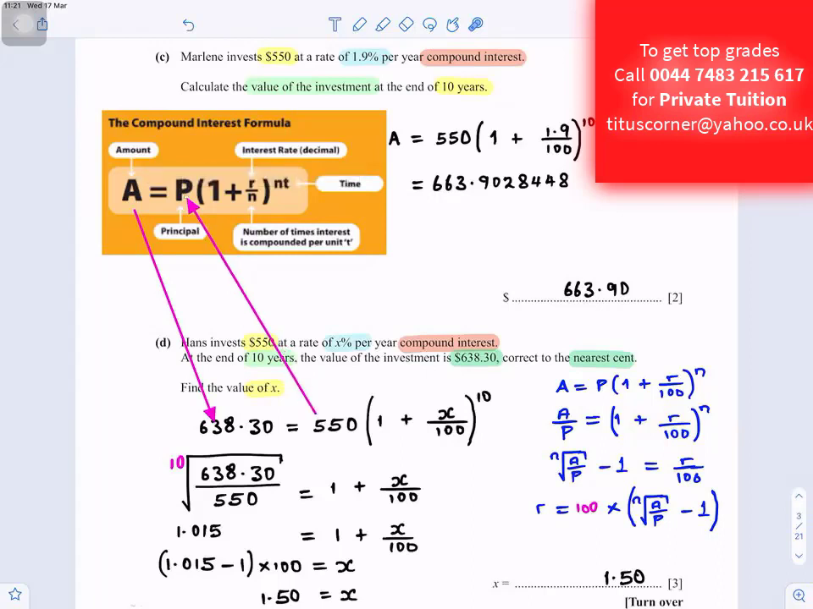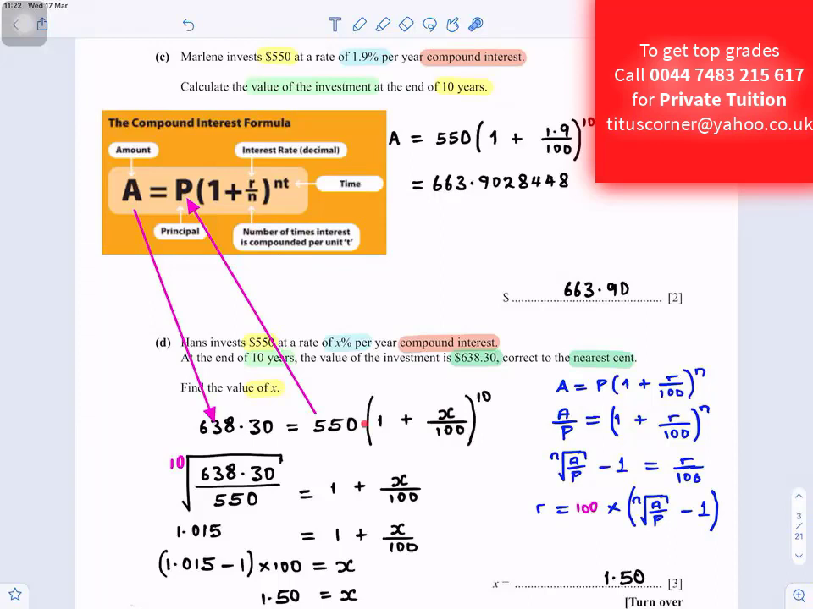The thing with this type of question is you can first of all rearrange the formula to make X, or what we call R, the subject, before you solve it. Or you can do it this way. $638.30 is your amount. $550 is your principal. And then you have your 1 there. You have your X, which is the interest rate. We know it's R. And we divide by 100 to make sure it's in decimal. And 10 is the number of years, the time period.